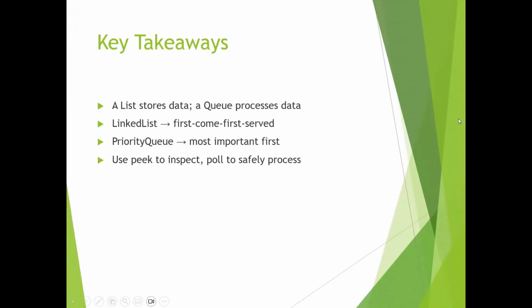So here are the key takeaways. Lists, they store data. That's their priority. A queue is more concerned about processing data. Linked list works in a first in, first out method. Priority queue, it's the highest priority element which is removed first. And in queues, we use the peek method to inspect and the poll method to process. So the poll method removes elements from the head of the queue.